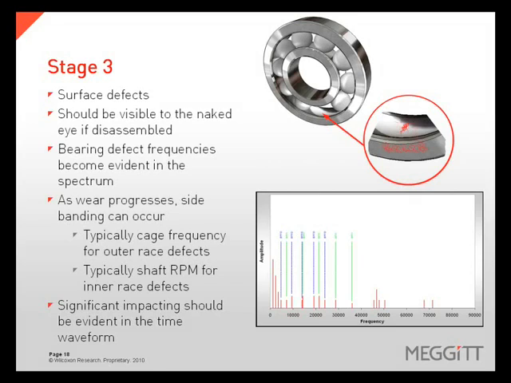In stage 3 of a bearing failure, the defects have now risen to the surface of the race and should be visible to the naked eye if disassembled. Bearing defect frequencies will now become evident in the spectrum, and as wear progresses, side banding can occur around these frequencies. The side banding is typically spaced at cage frequency for outer race defects and rotational speed for inner race defects. Significant impacting should become evident in the time waveform.